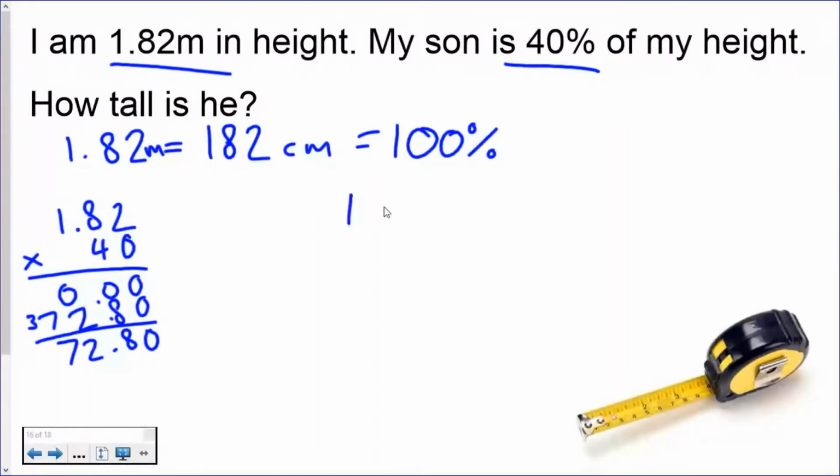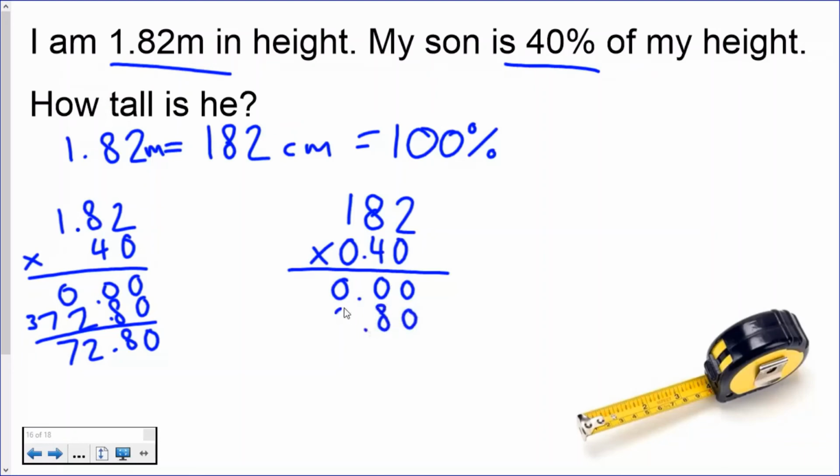The alternative is I go with 182 because it's 182 centimeters, and I just multiply by the decimal equivalent to 40%, which is 0.40. Now, if I'm any good at maths, you should have identical answers. 0 times 2, 0 times 8. In reality, in a maths lesson at school, I would say don't waste your time on that first line, because we always know multiply by 0, you get 0. Placeholder goes in. 4 times 2 is 8. 4 times 8 is 32. 4 times 1 is 4, that is 72.8. And calculate the total. 0 hundredths, 8 tenths, 2 ones, 7 tens. Again, 72.8 centimeters.